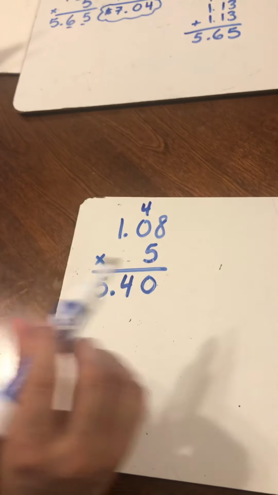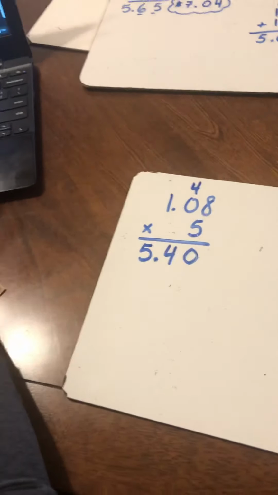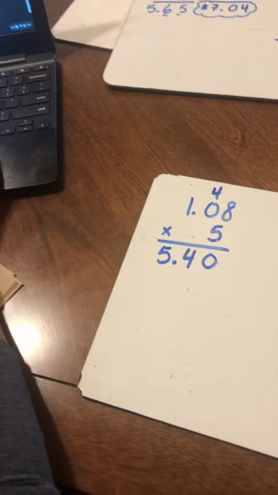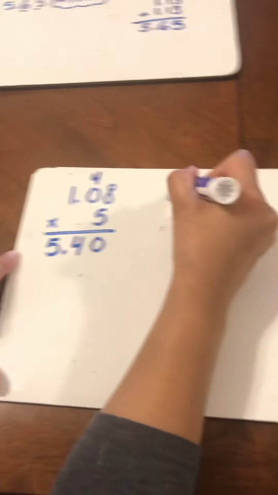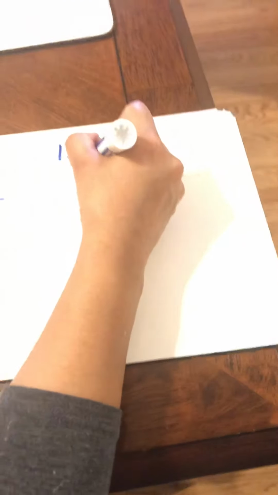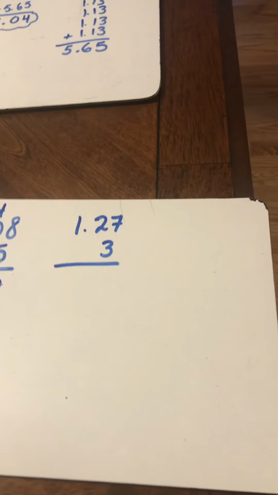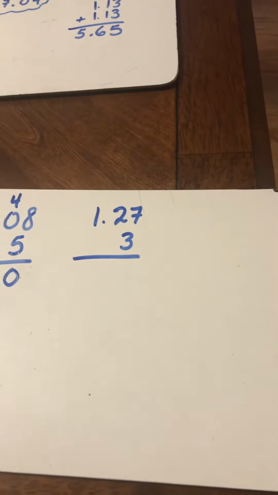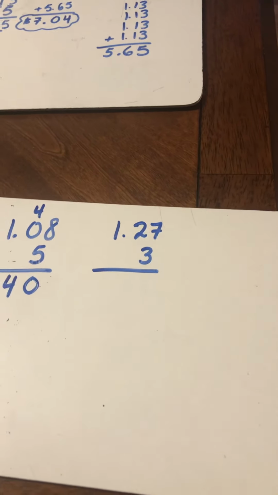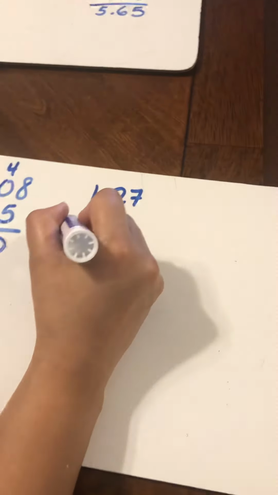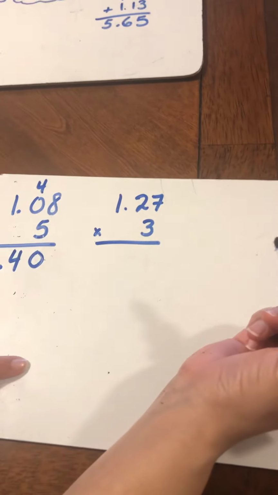Now, what if he bought 3? If you bought 3, your price is going to be $1.27. So we're going to multiply $1.27 times 3. Because remember, this special price down here is when you buy 5 or more. But if you buy less than 5, your price is going to be higher. All right, so we're going to multiply 127 times 3.